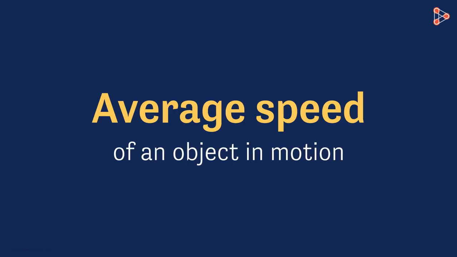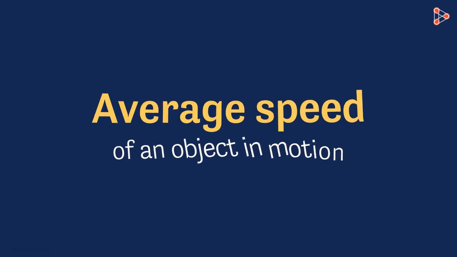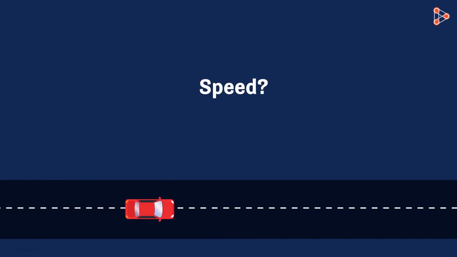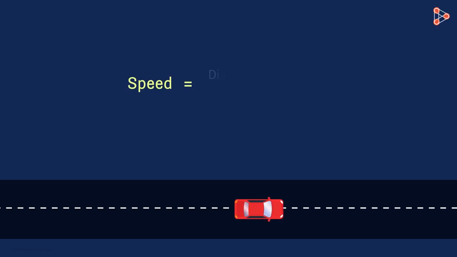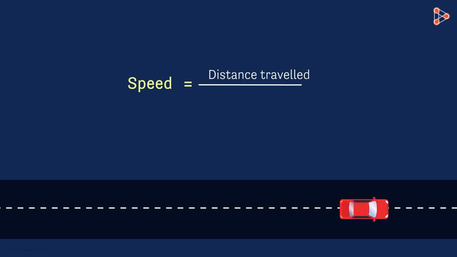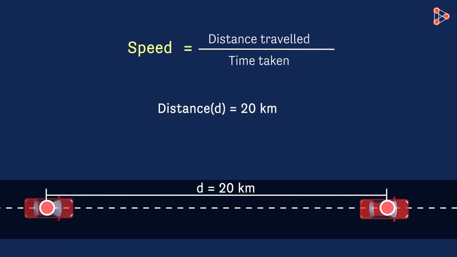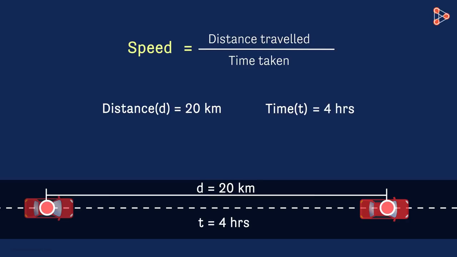We have already seen in our previous video what average speed of an object in motion is. Let's understand it one more time as this is an important concept. First of all, how will you define the speed of an object moving along some path? The speed of an object is the distance travelled by an object over the time it takes to complete that distance. Say the distance d is 20 kilometers and the time it takes to cover this distance is 4 hours.